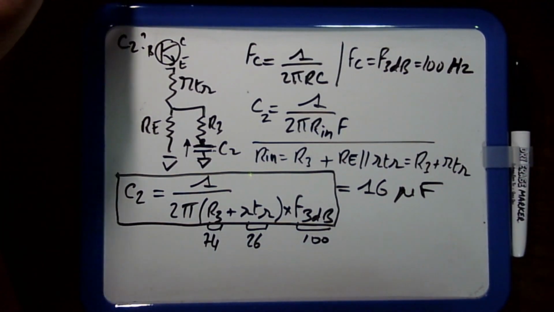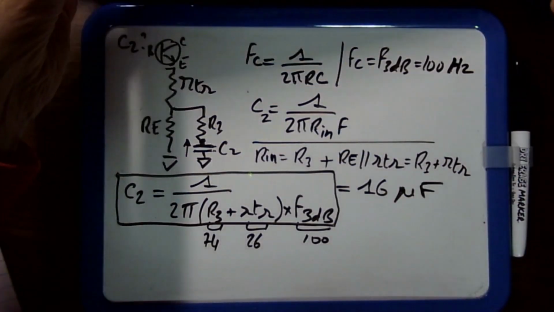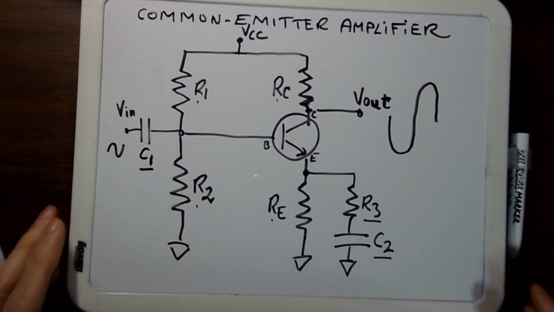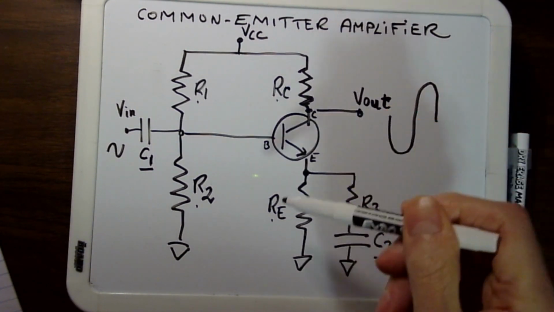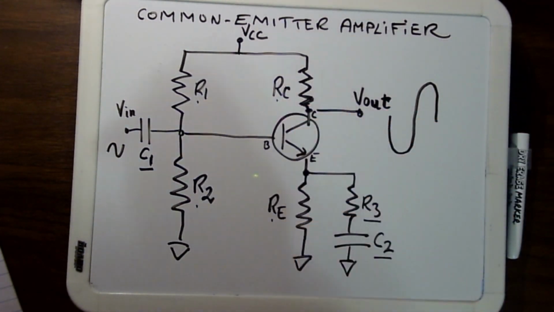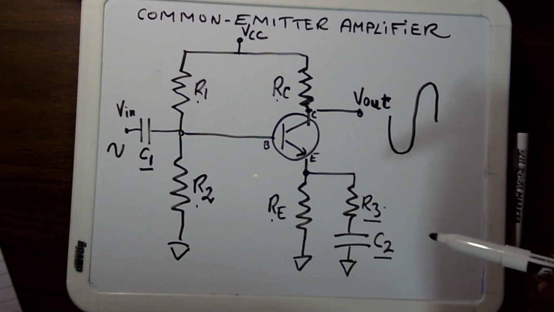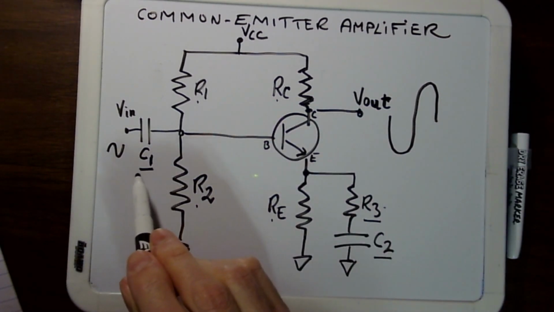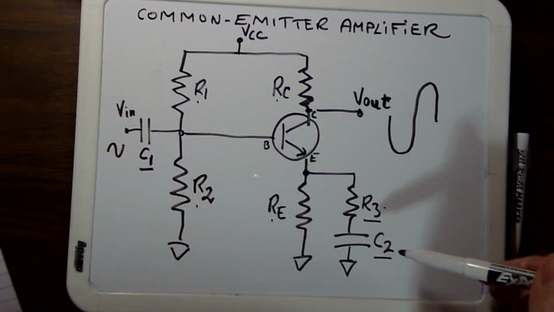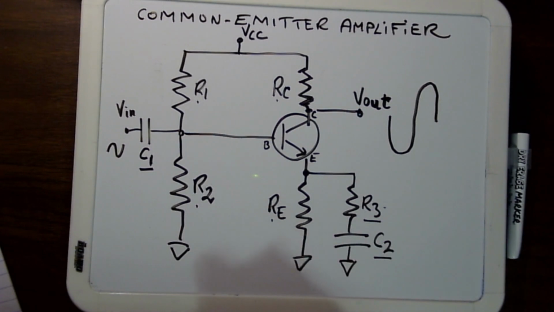Okay, so that's it. So if you go back to the initial circuit, in the previous video we computed RC, RE, R1, R2, and in this video we just computed R3, the resistance in the bypassing branch, C1, the capacitor at the input, and C2, the bypass capacitor. So we are done here.